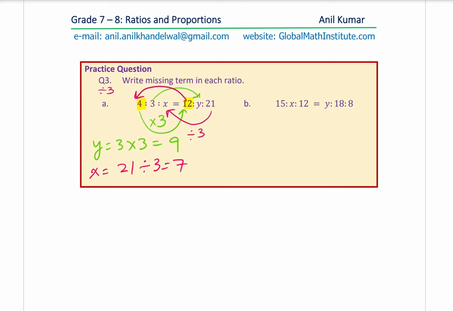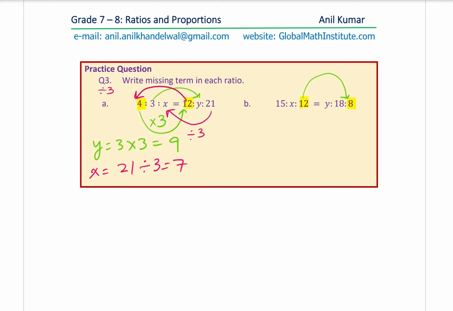The next one here is 15 is to x is to 12 and y is to 18 is to 8. Now, the values which you can compare are the last positions given to you, 12 to 8. So how are they related? 12 to 8. So now you could divide 8 by 12. You could do that, or you write this in fraction.